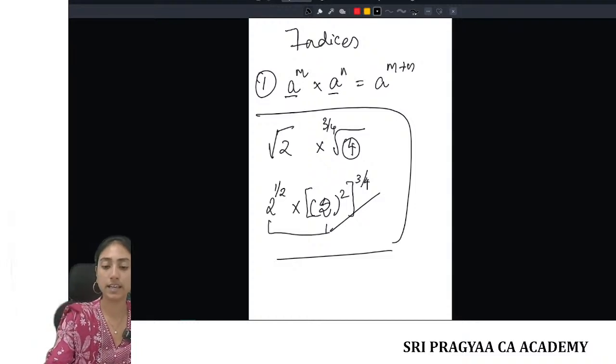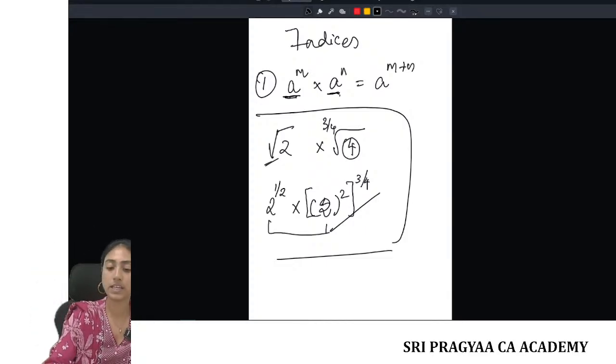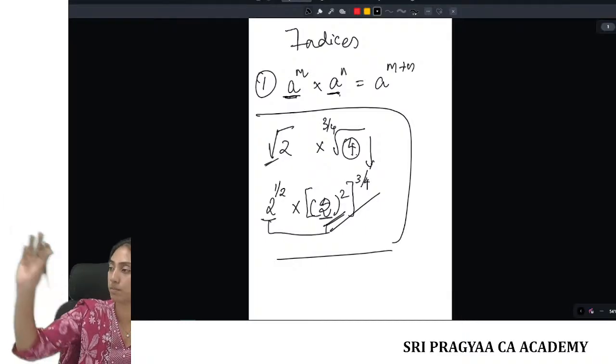So the first thing is a power m into a power n. The important thing to notice here is that a is the base and m is the power. If the base is the same, I can add the powers. Below I have given an example: 2 root into 4 root multiplied by 3, raised by 3 by 4. Without doing the operation directly, what is 4? 4 is 2 squared. If I convert so that I have the same base, then I can add the numbers in the power.